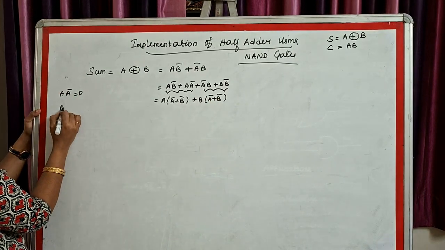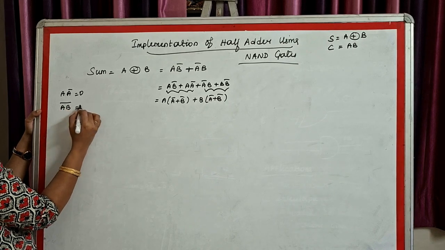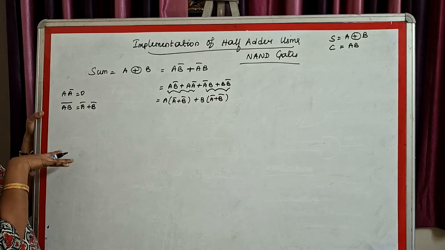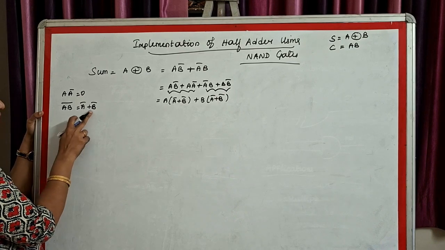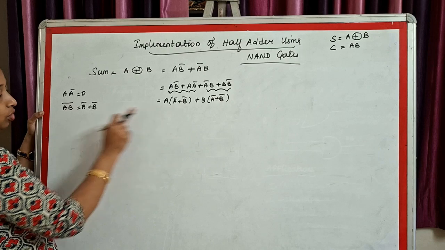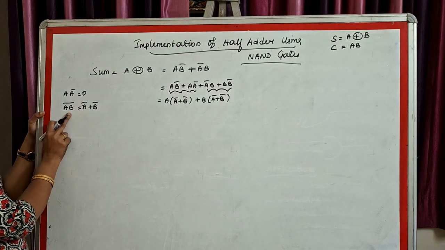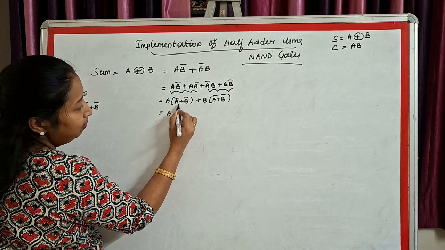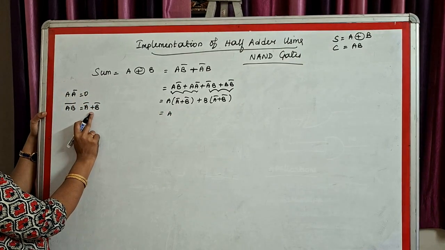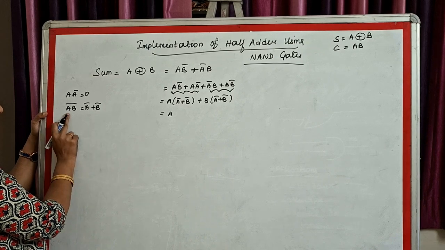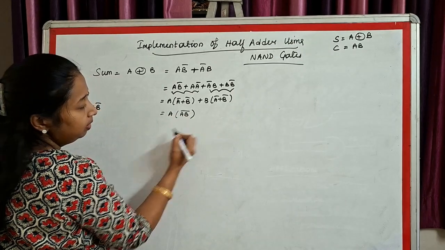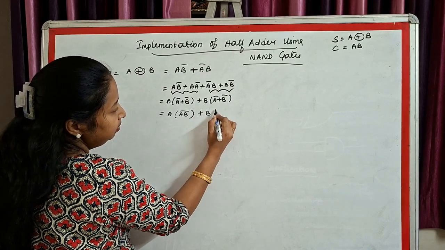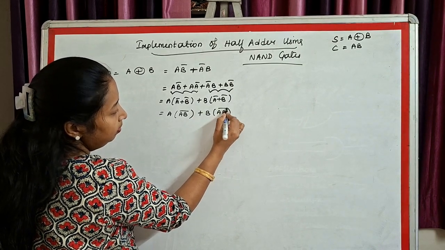Clear? Now, you also know AB the whole bar is equal to A bar plus B bar, as per the Boolean postulates that we have read. Now, A bar plus B bar, it is here. So, can I replace A bar plus B bar with AB the whole bar? Fine. This is what I'm going to do now. Wherever I have A bar plus B bar, I'm going to replace that term with A into B the whole bar. Clear? In a similar way, for the second term again, it is B into AB the whole bar.